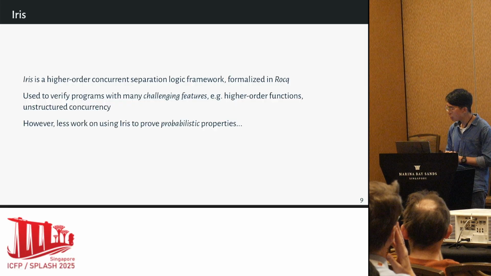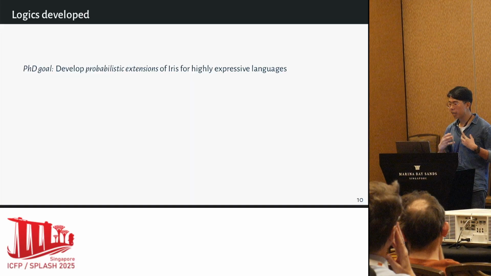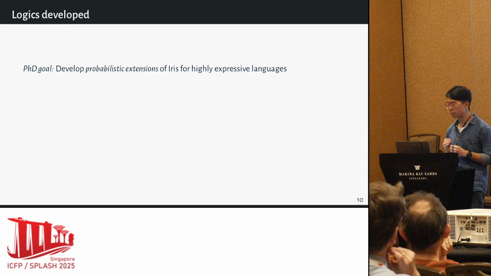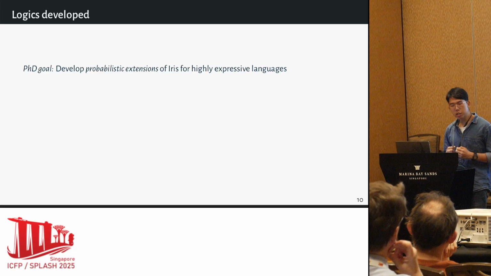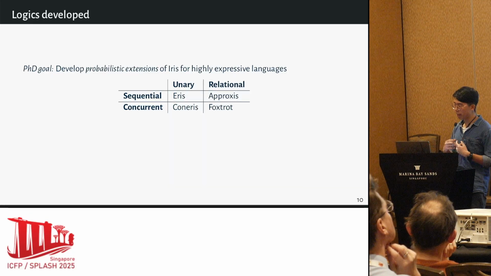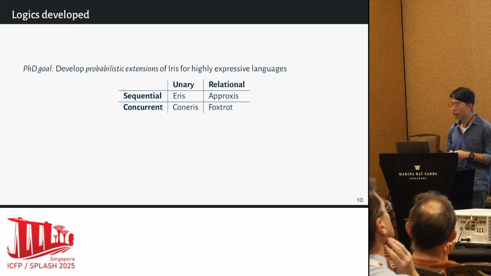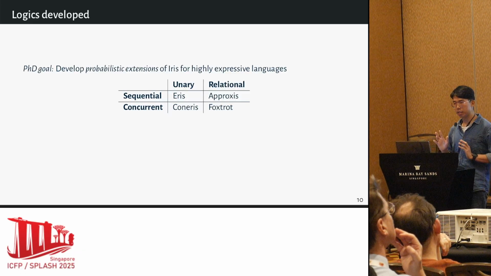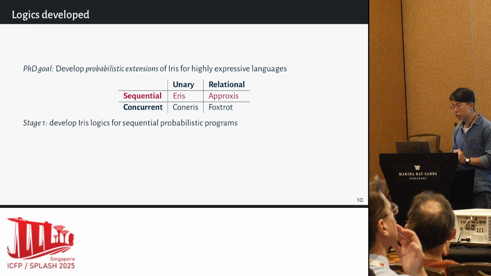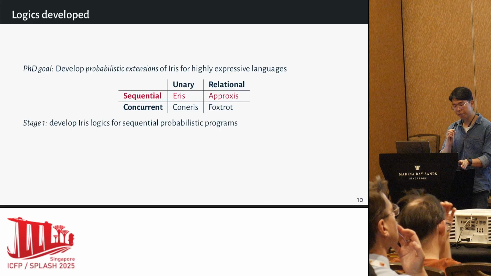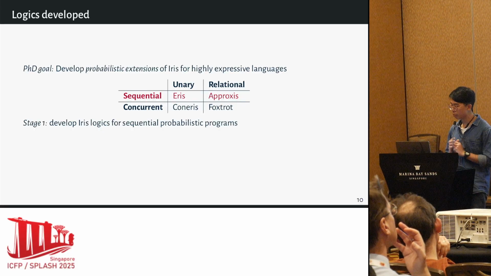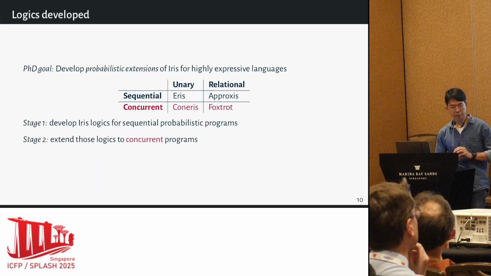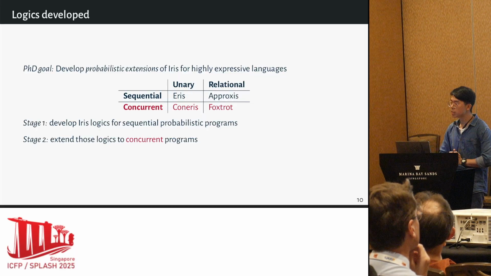Hence, in my PhD, I try to combine the best of both worlds, where I develop probabilistic extensions of Iris to reason about highly expressive probabilistic languages. In this talk, I want to showcase a couple of logics that my collaborators and I were able to develop to reason about these complex programs. My PhD is roughly split into two stages. In the first stage, I developed Iris logics specifically for reasoning about sequential probabilistic programs. And currently, in my second stage, I am extending the logics I developed before to reason about concurrency as well.